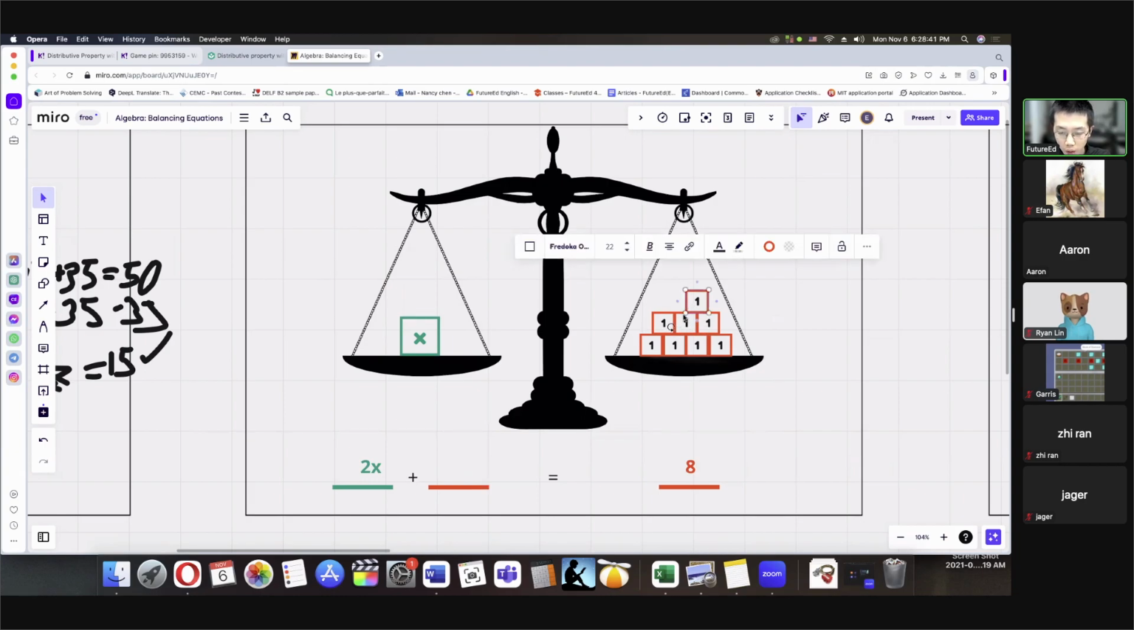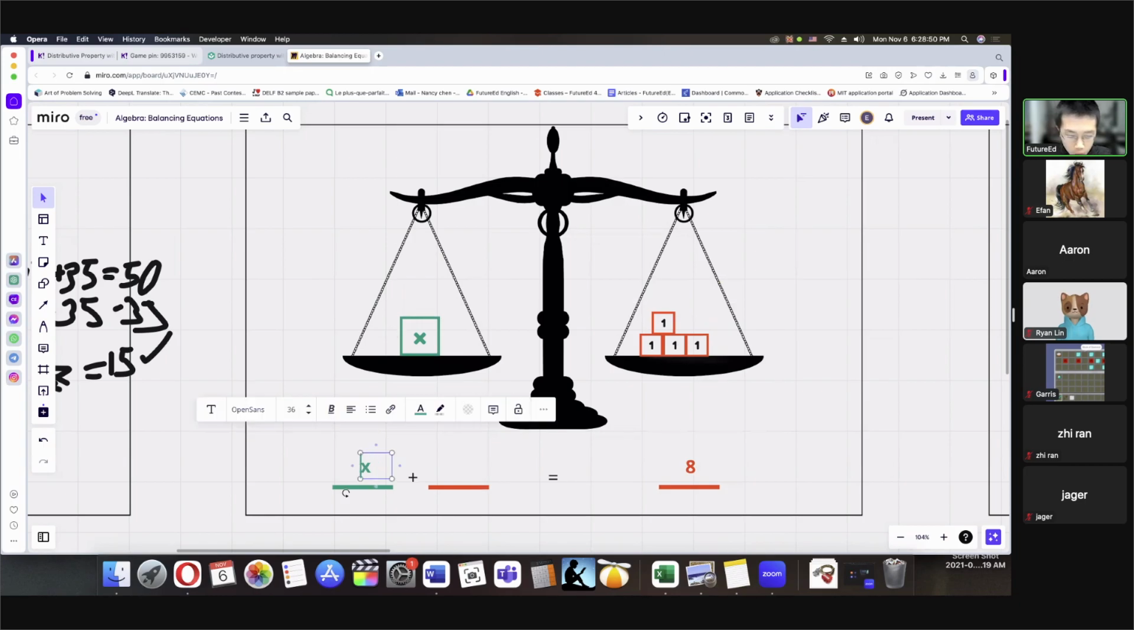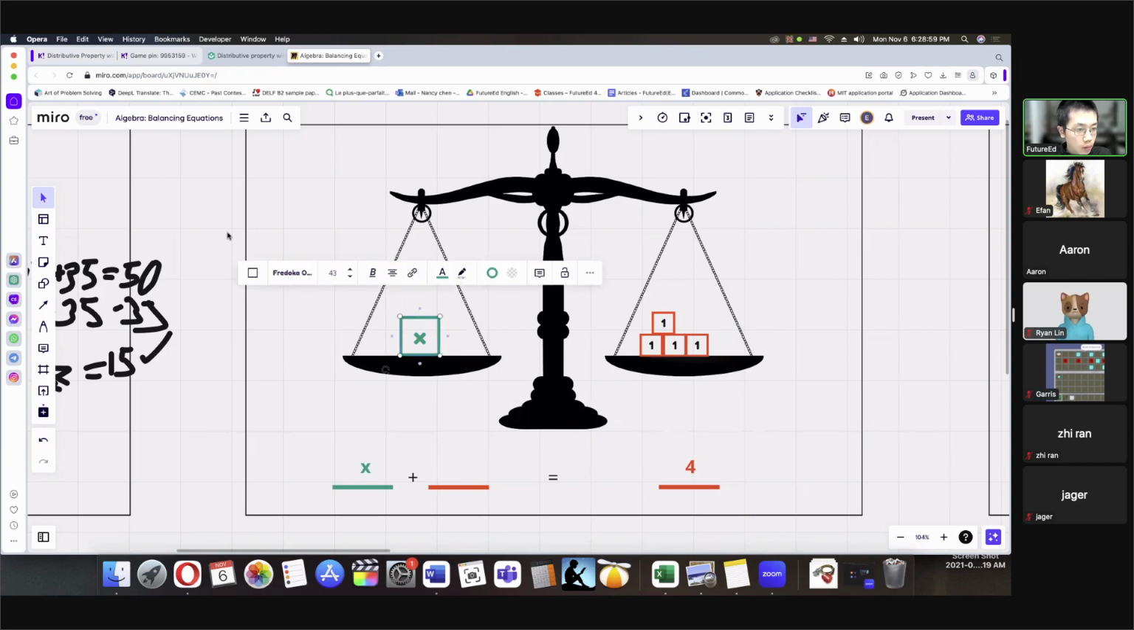Okay, so for every other block, I'm just going to delete 1, 2, 3, 4. So what do we have now? We only have 1 x on one side, and on the right side, we have 4. So what does this tell us? x equals 4. Exactly, x equals 4. So we found that from the original 2x plus 1 equals 9, we were able to break it down to x equals 4. Let's try another one.